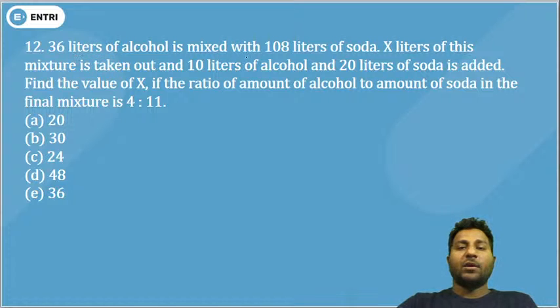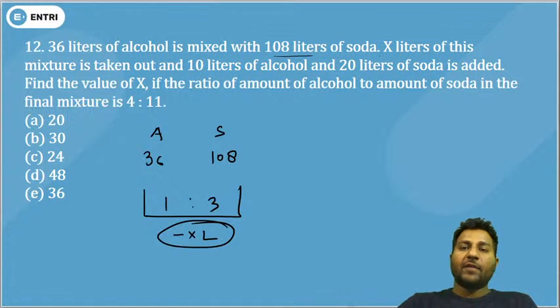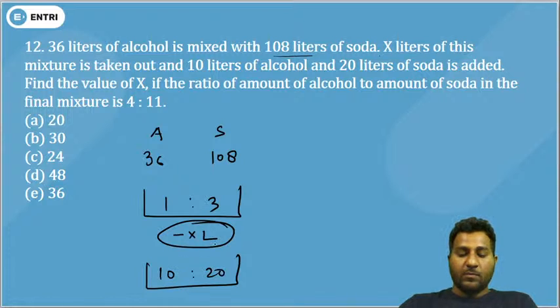36 liter of alcohol is mixed with 108 liter of soda. So alcohol had 36 and soda was 108. Clearly the ratio must have been 1:3. Alright. X liter of this mixture is taken out. And 10 liter of alcohol and 20 liter of soda is added, which means 1:2.